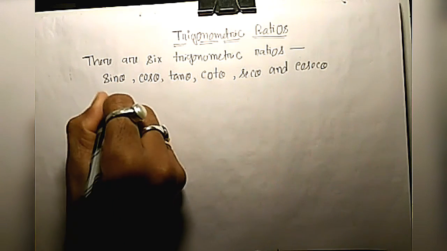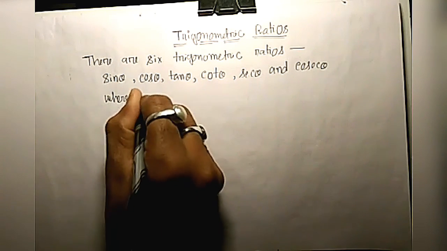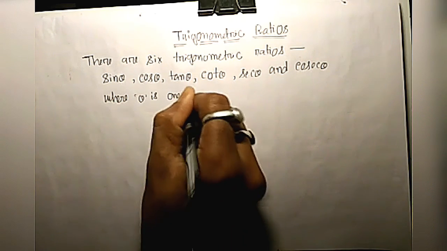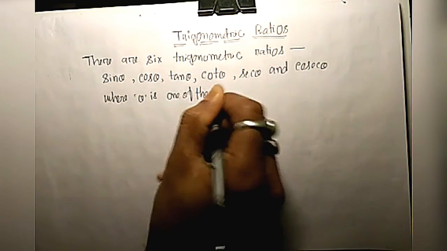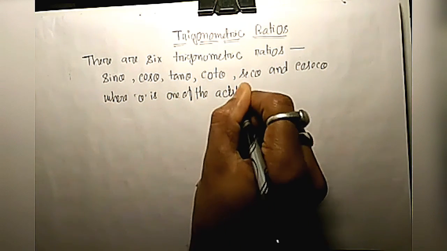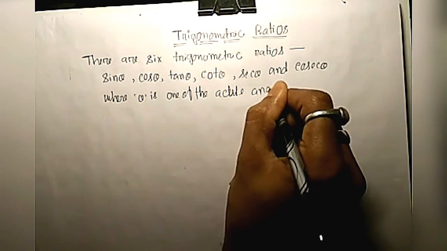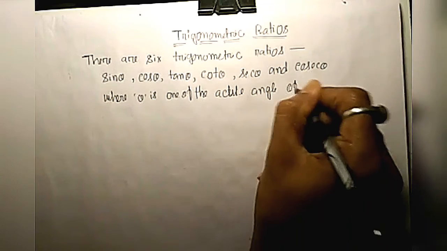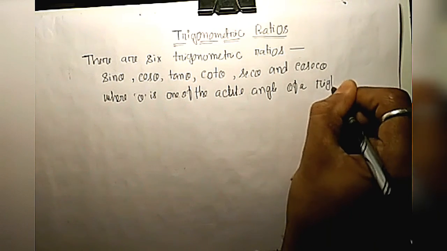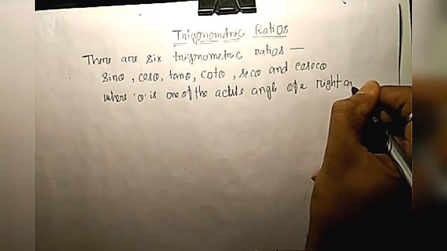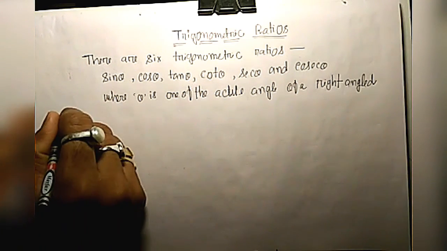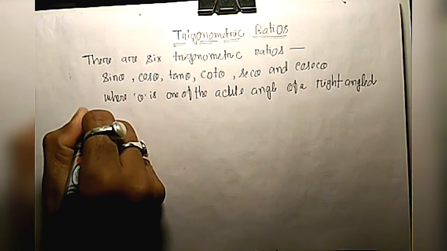theta is one of the acute angles of a right angle triangle. So theta means this is an angle. Theta is the value of a particular angle, one of the acute angles. The angle should be an acute angle of a right angle triangle. So in a right angle triangle we know there are 2 acute angles. So theta represents one of the acute angles of a right angle triangle.